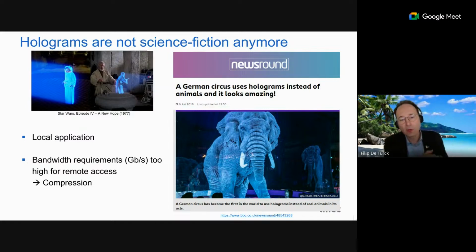And these two examples are local applications, so they are not transported over the network. And if we would like to transport holograms over the network, then the bandwidth requirements are really very high, in the order of gigabits per second. So then we really need compression to be able to transport all this data over the network.